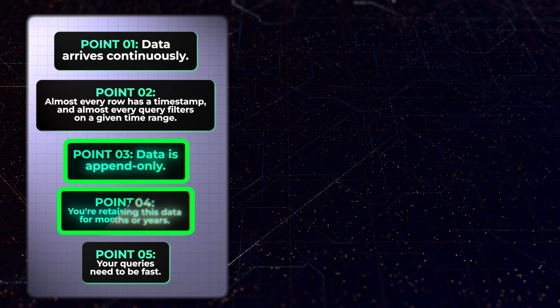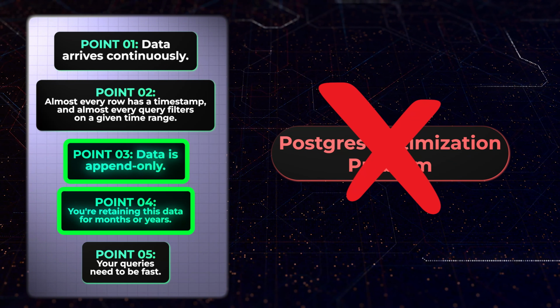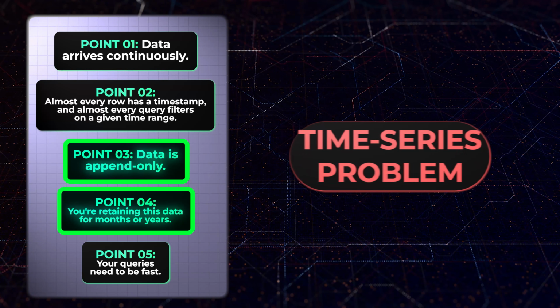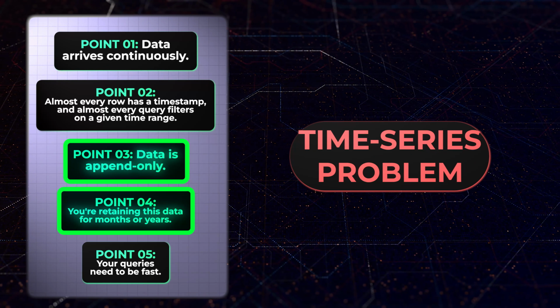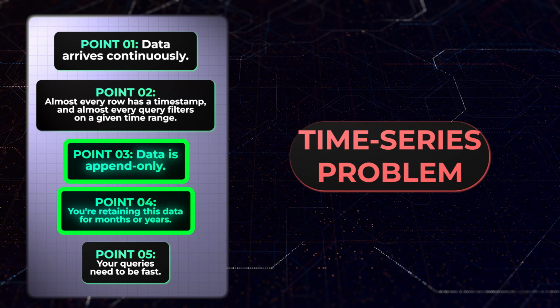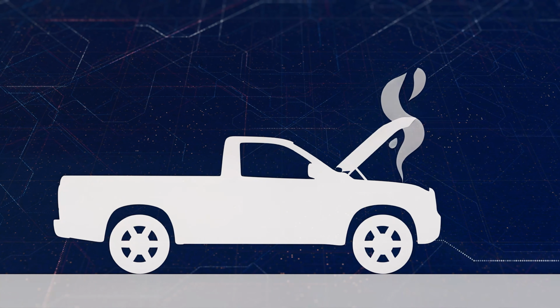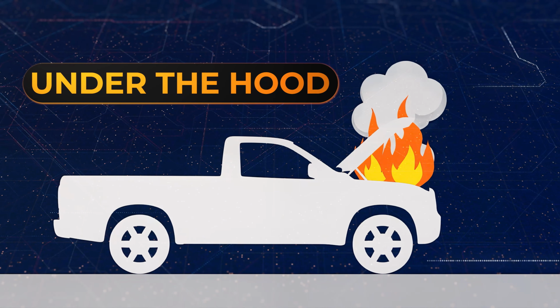Now, if even a few of these describe your system, then congratulations, because you don't have a Postgres optimization problem, you have a time series problem. And the reason none of your fixes stick permanently in Postgres is because you're asking a general purpose database to do something it was never designed to do. So let me break down what's actually happening under the hood when you ask Postgres to do this.